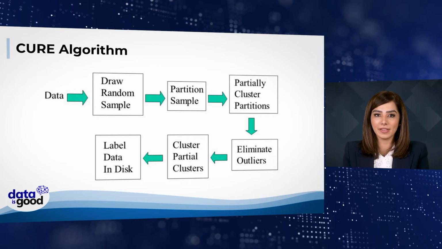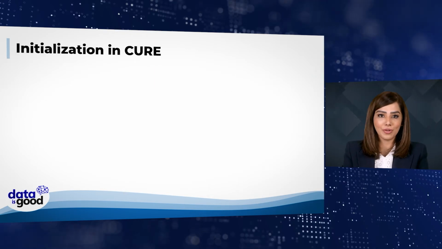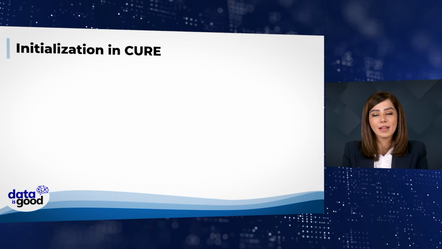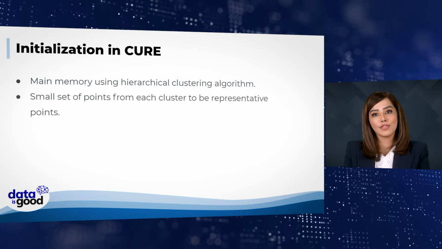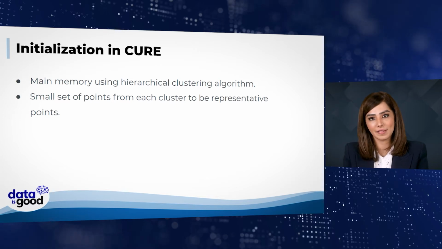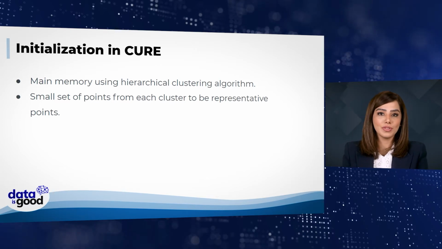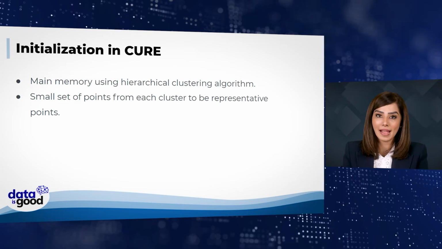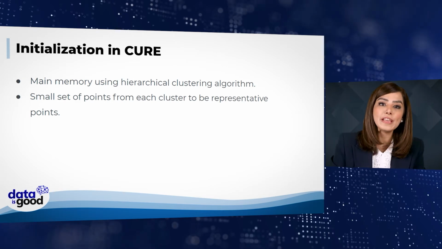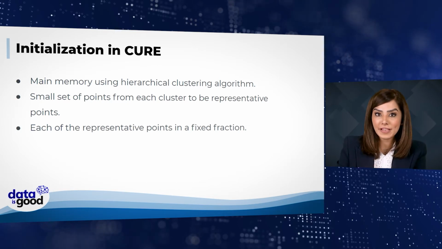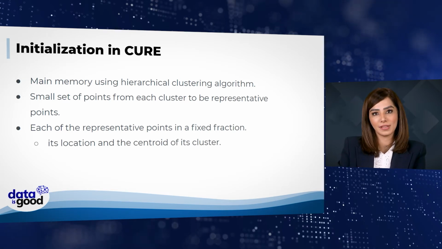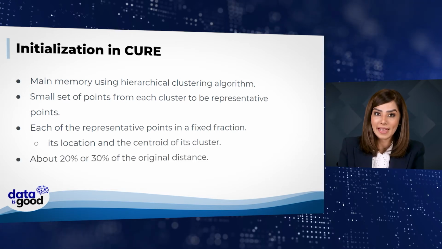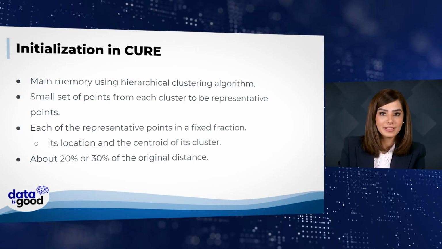Beginning with the first phase, which is the initialization in CURE. We'll take a small sample of data and cluster it in main memory using a hierarchical clustering algorithm. Then we will select a small set of points from each cluster to be representative points. These points should be chosen to be as far from one another as possible. Next, we'll move each of the representative points a fixed fraction of the distance between its location and the centroid of its cluster. The fraction could be about 20% or 30% of the original distance.